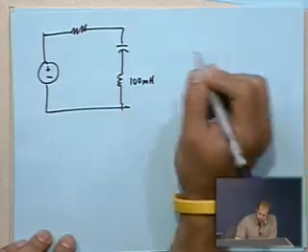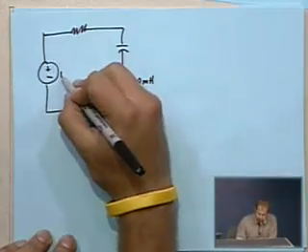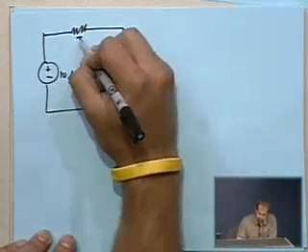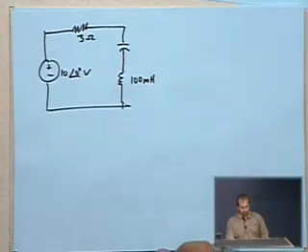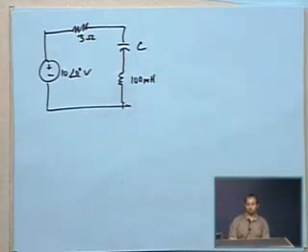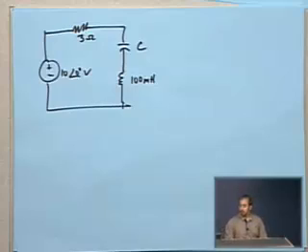We have a 100 millihenry inductor. We have a source that's putting out 10 at an angle of 0 degrees volts. And we have a 3 ohm resistor. And what we don't know necessarily is what that capacitor value is. And that's essentially what we're going to solve for first.